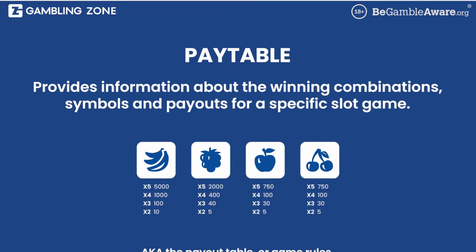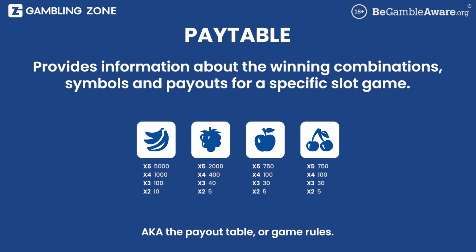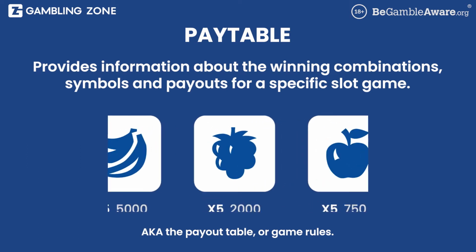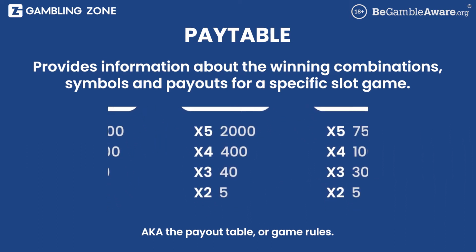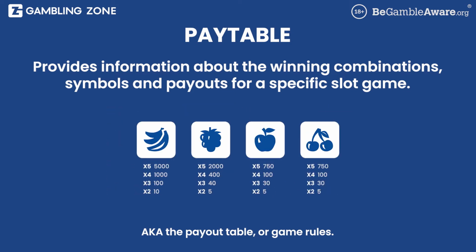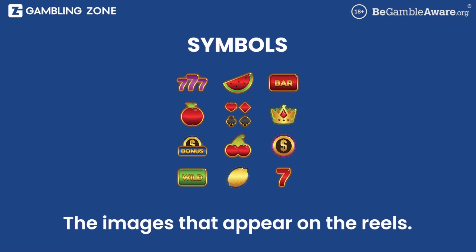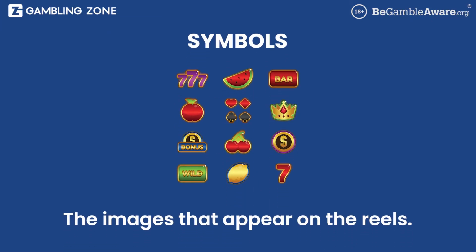you to win. The pay table, sometimes referred to as the payout table or game rules, provides information about the winning combinations, symbols, and corresponding payouts for a specific slot game. It is essentially a reference guide that helps players understand how the game works, what symbols to look for, and the potential rewards. Symbols are the images that appear on the reels.